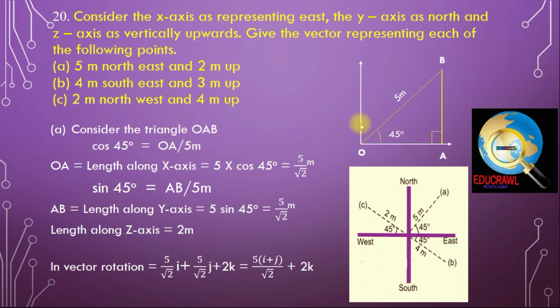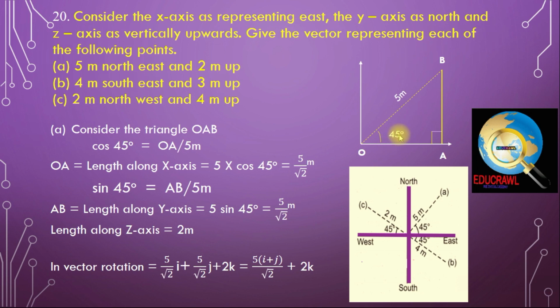So A part alone I have drawn above. If you can follow my pointer, you can understand. A part alone I have drawn here. So this length is 5 meter. This 5 meter line exactly divides the x-axis and y-axis. The angle between x-axis and y-axis is 90 degree. When it is divided exactly by 2, the angle formed will be 45 degree.